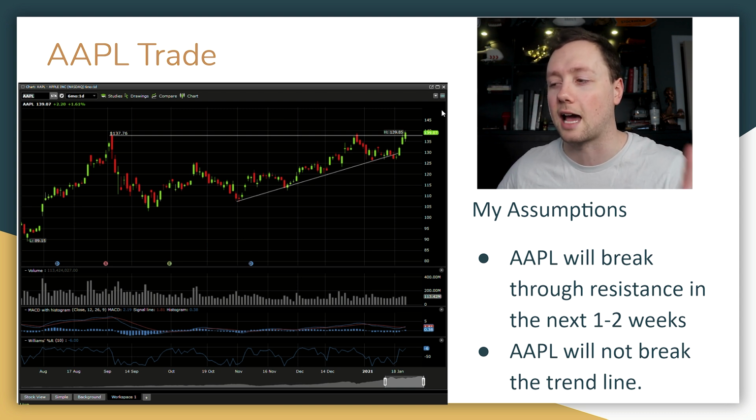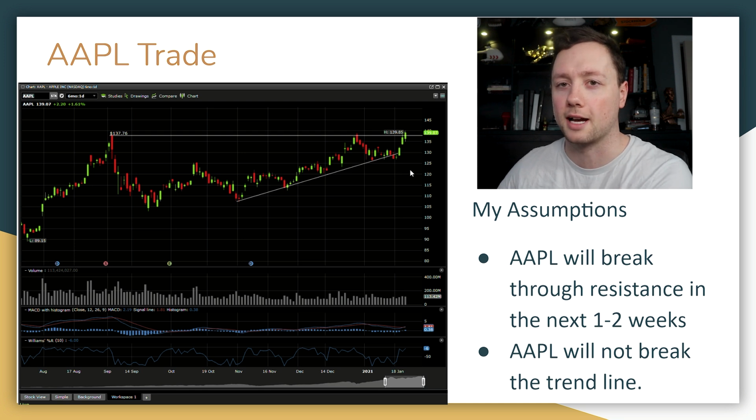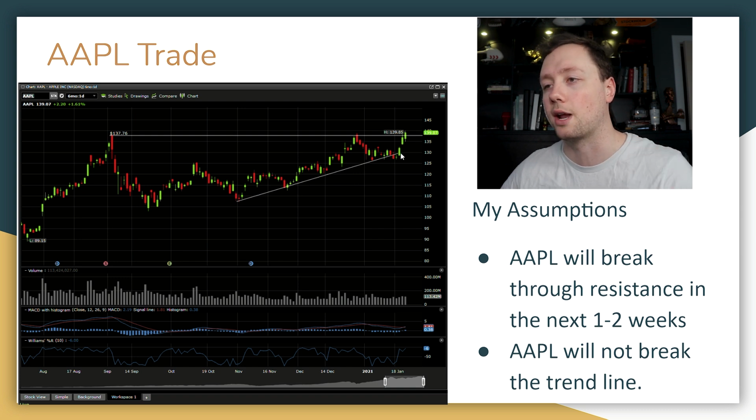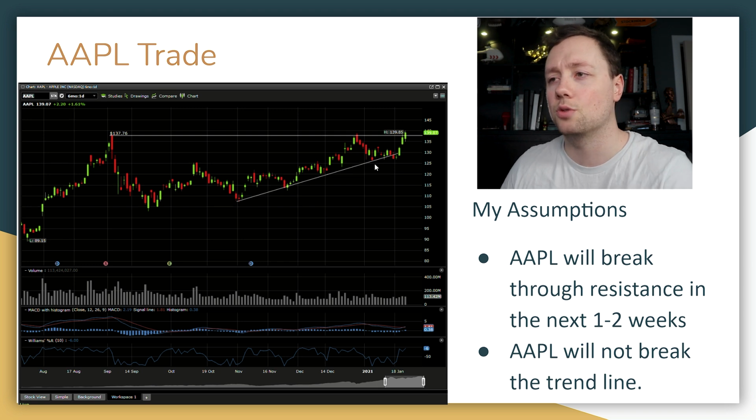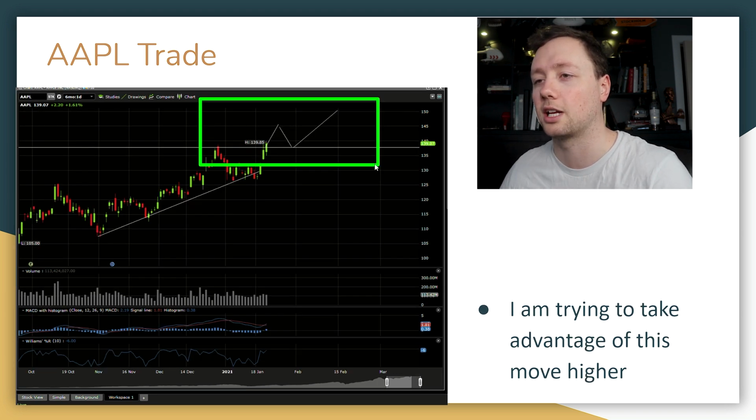The next thing is Apple will not break the trend line. So for instance here, if Apple falls below this trend line by a decent margin, that will be breaking the trend line. That will be a break of support, and that means that we could be looking at a trend reversal, and I'll probably exit the trade at that point. Now, when we zoom in here, here is what I think is actually going to happen to the stock price.